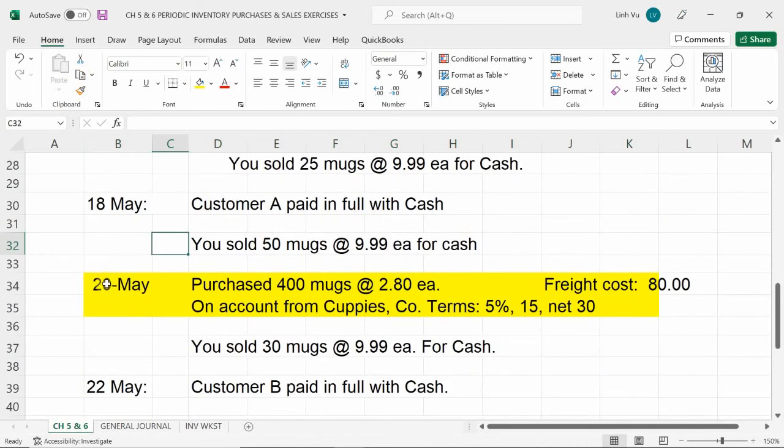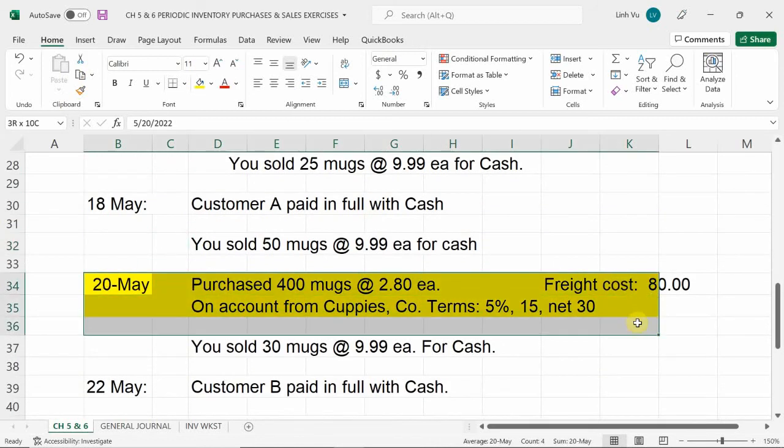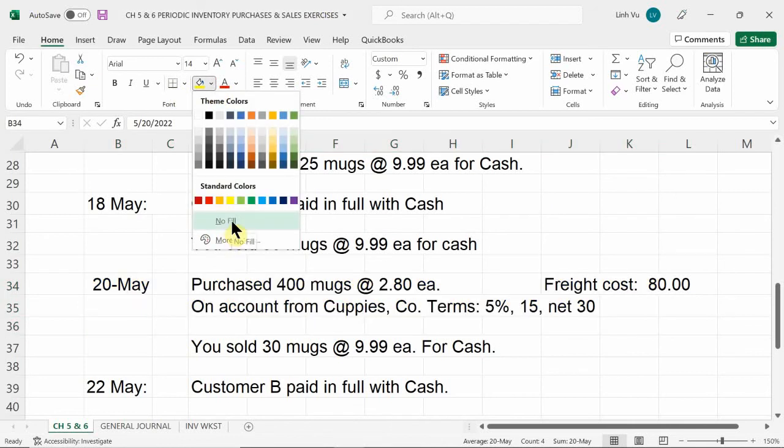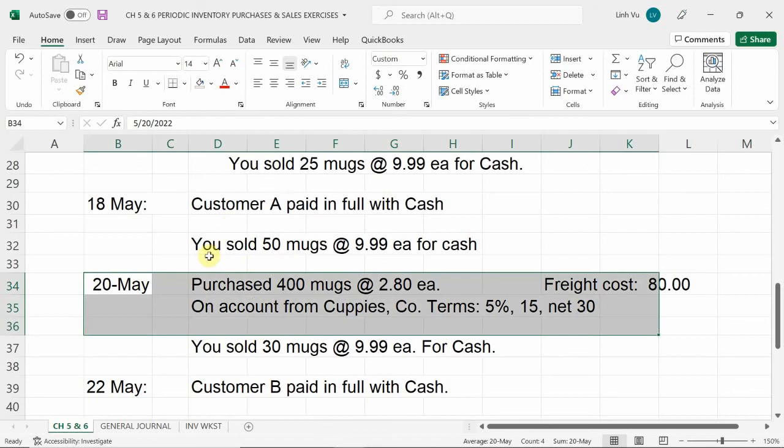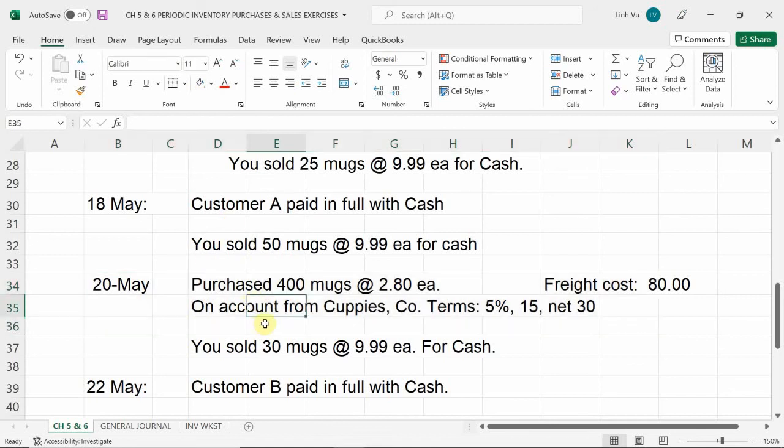So here on May 20th, we end up purchasing more inventory. This time we purchased 400 mugs at $2.80 each, with the freight costing $80, and of course we place it on account from Cuppies Co. Terms are 5/15, net 30. So once again, it is May 20th. We purchased 400 mugs at $2.80 each. So let's journalize this.